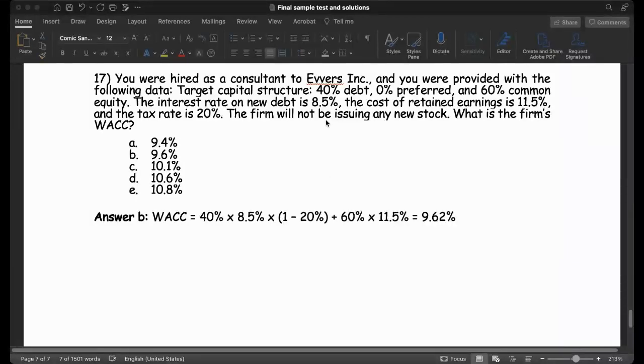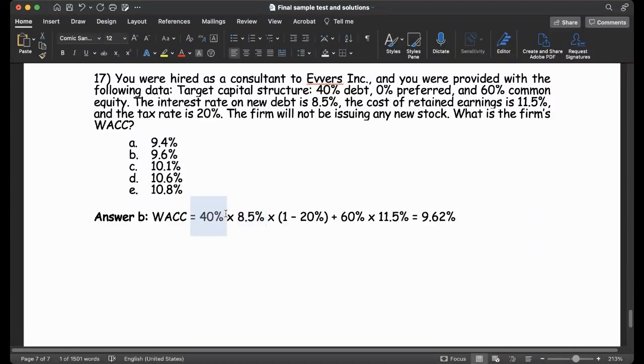Okay, here we have actually only two components. We don't have the preferred stock component, or we can say that the weight is 0. So weight multiplied by cost of preferred stock would be 0. So our main focus here should be the debt component and common equity component. For the debt component, we use cost of debt, which is 8.5%, okay?